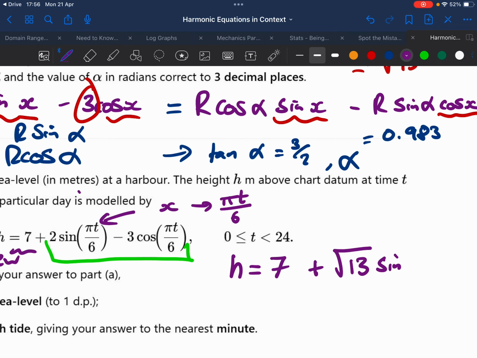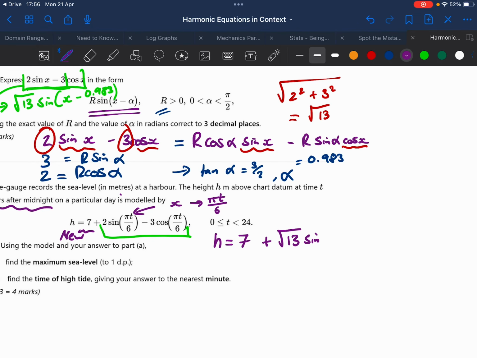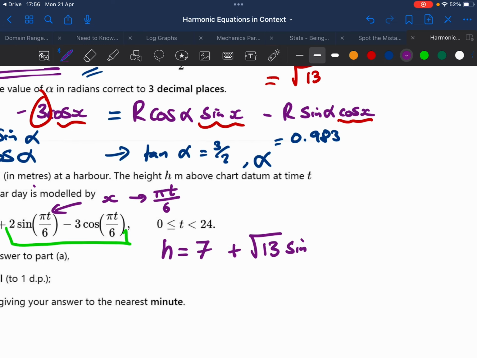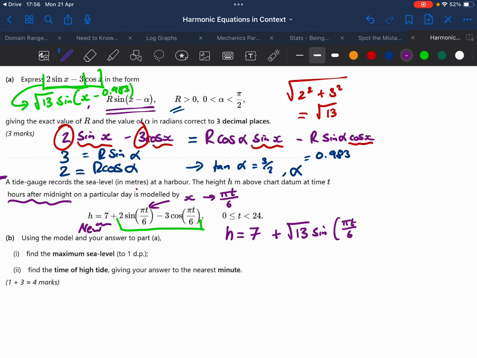sine of x. But the x has changed as well, so that's going to be pi t over 6. And then what else? It has a minus 0.983. So that's the first sort of thing that you typically have to do for a part B, is you have to end up writing something like this. And now maybe using it.